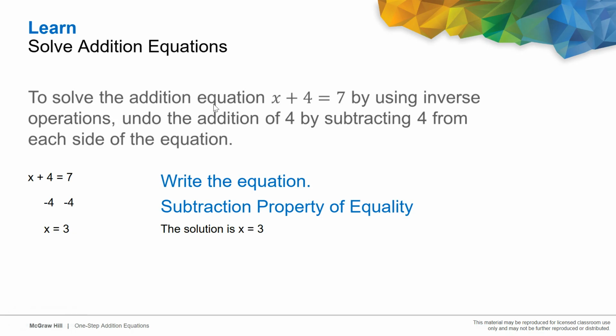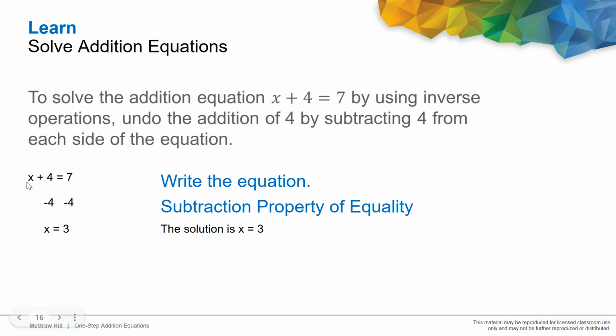So let's solve this equation, x plus 4 equals 7, by using the inverse operations. You undo the addition of 4, this plus 4 right here, by subtracting 4 from each side of the equation. So we can get rid of this plus 4 and leave x by itself if we subtract 4, because those are opposite operations, inverse operations.